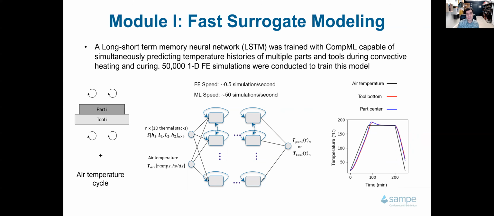And once it saw all the data from these 50,000 simulations, it could recognize patterns in the data to build this output, which is the part temperature and tool temperature. The major advantage of that over FE is that it's almost 100 times faster than finite element. In this case, each 1D simulation takes around 0.5 seconds. It takes around 2 seconds, and we can do about 50 simulations in 1 second using this module. And you will see later how this can be used to find unknown boundary conditions.